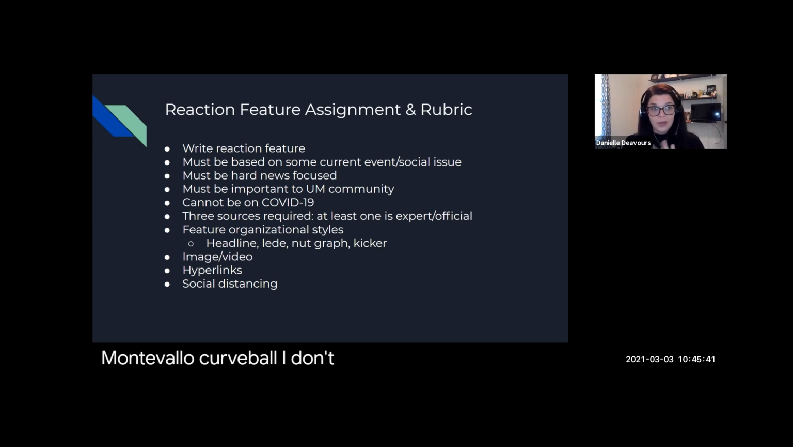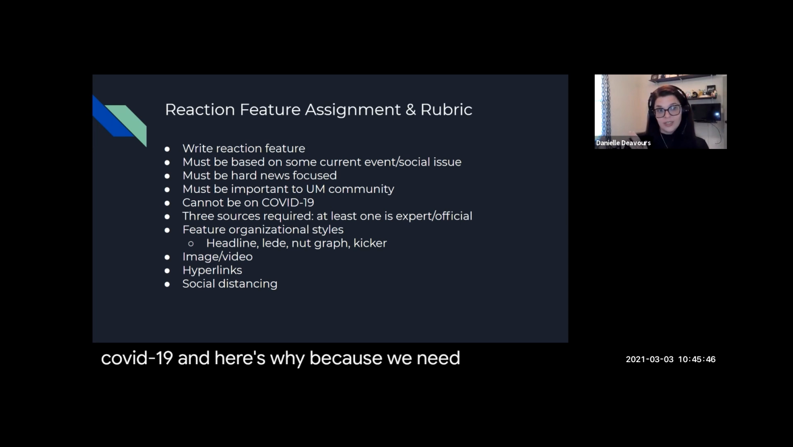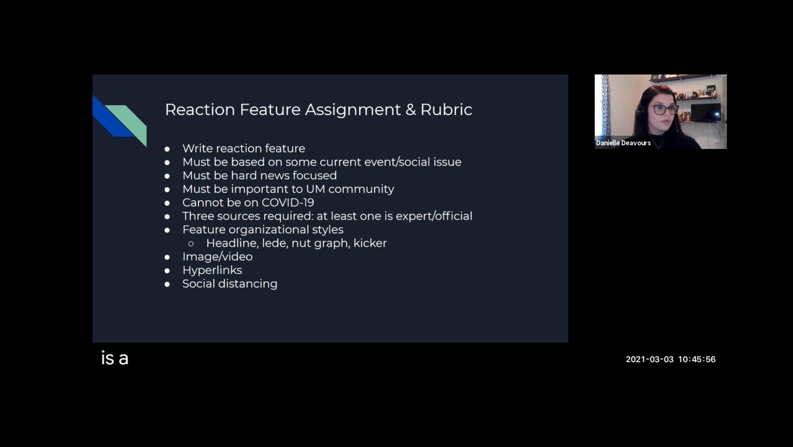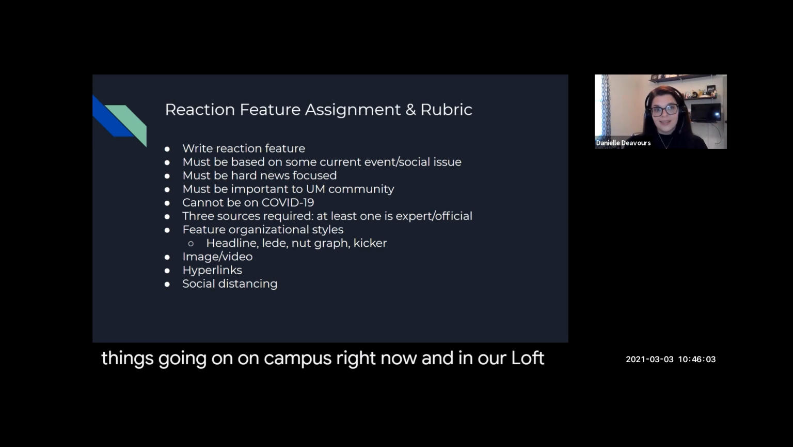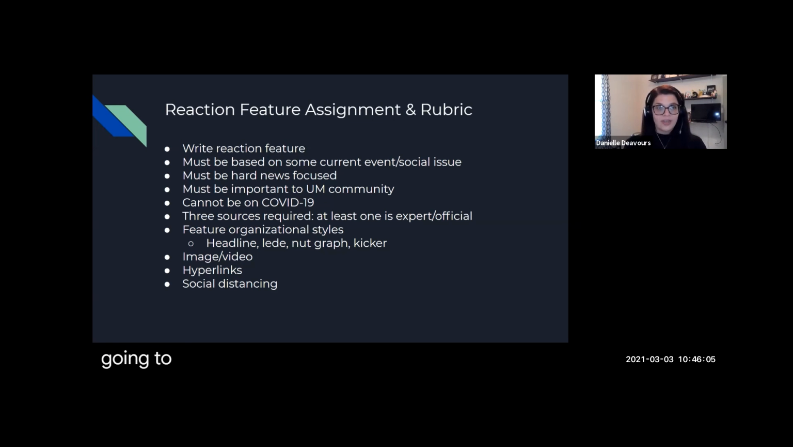Curveball, I don't want you writing about COVID-19. And here's why. Because we need to challenge ourselves to step outside of current COVID-19 right now and think about broader issues. We've written a lot of stories so far about COVID. And while it is a huge overarching issue, there are many other things going on campus right now and in our local community that I think we can write about. So I'm going to challenge you guys not to pitch a story about COVID.